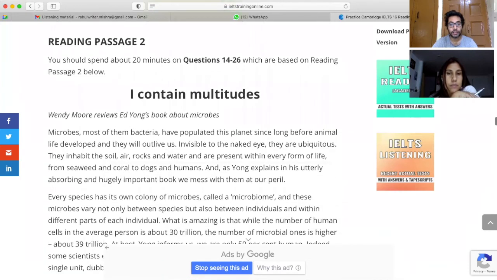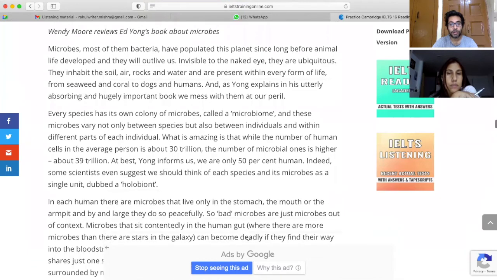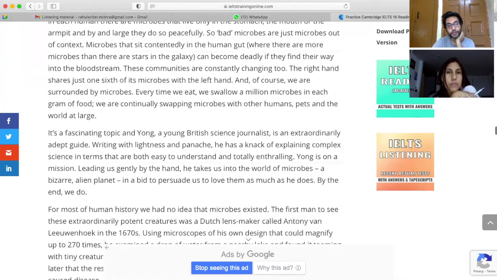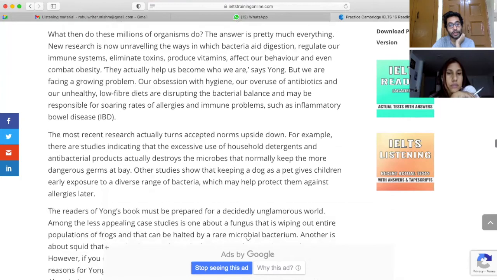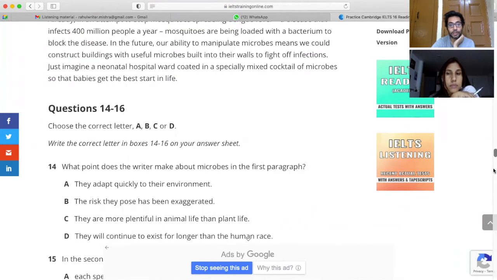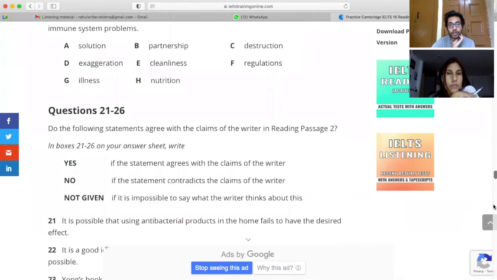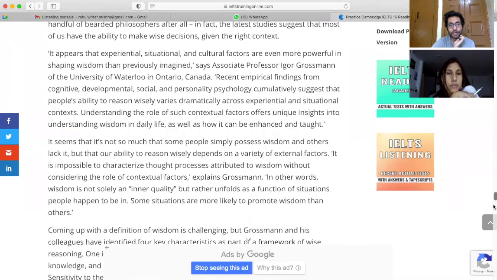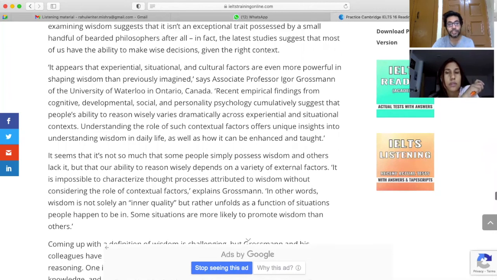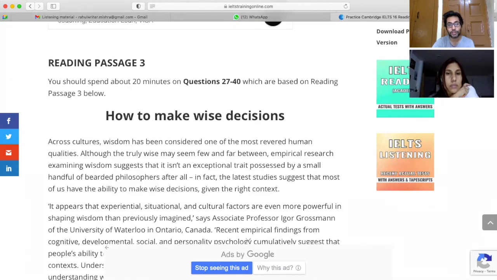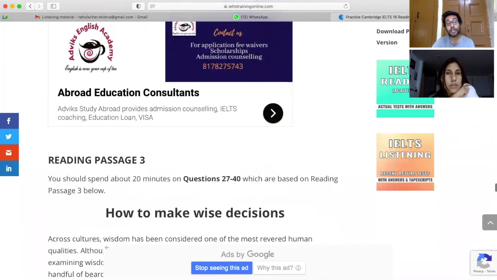So you read about the microbes on your own, and read about the next one. Either we can discuss them later on, or maybe you can try to do them on your own. Maybe you just do the first part, and in the next section we will discuss the rest. And try to write that nutrition one once more, the second one.